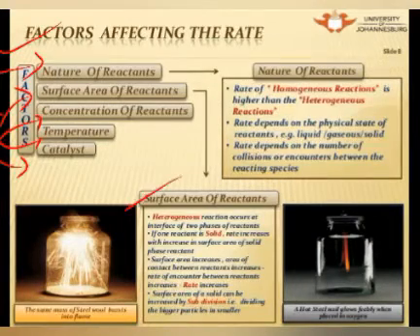Second is surface area. A heterogeneous reaction occurs at the interface of two phases of reactant. If one reactant is solid, the rate increases with the increase in surface area.